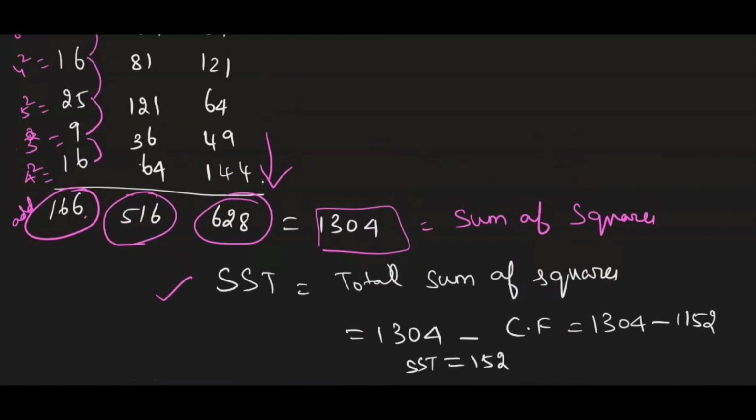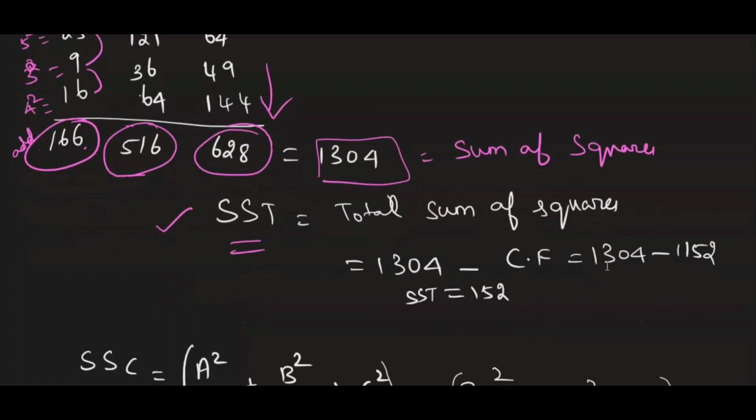Now you have to find SST, which we call the total sum of squares. The formula for SST is the sum of squares minus the correction factor. So what do we mean by SST? Total sum of squares. This is nothing but whatever sum we have done minus the correction factor that we found in step 1. We have to subtract this, and this will give you SST. Keep this as it is.